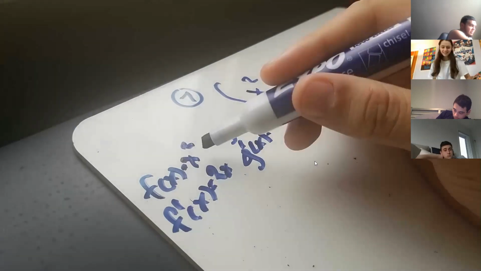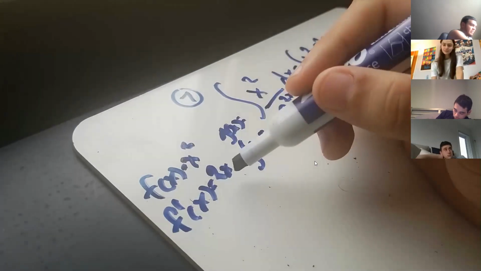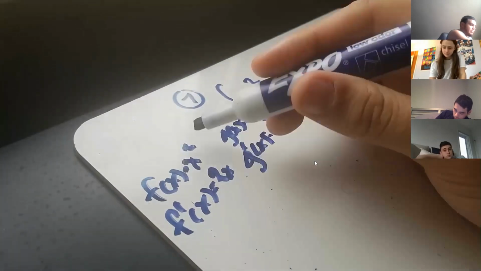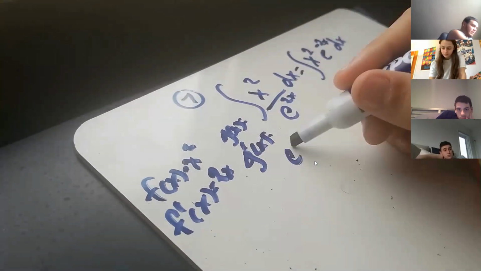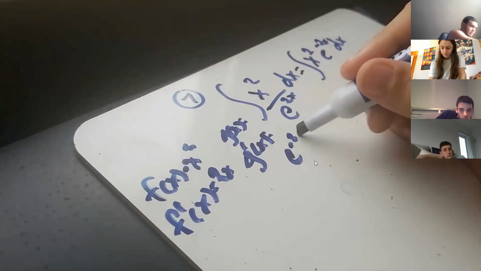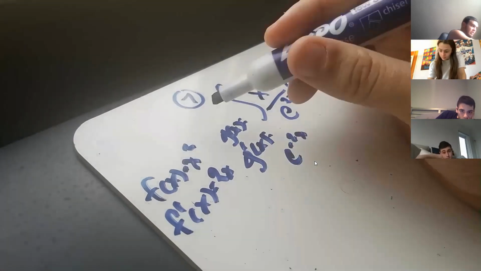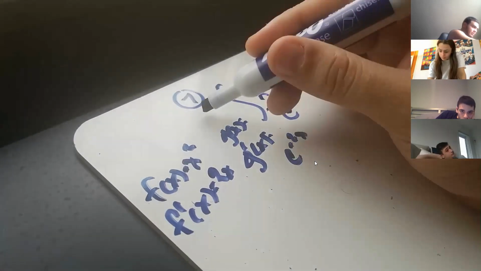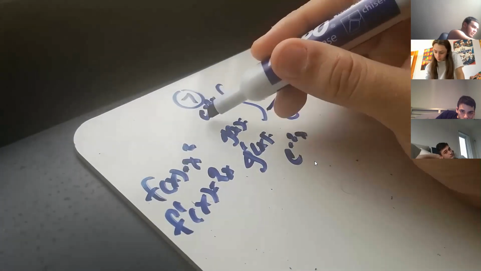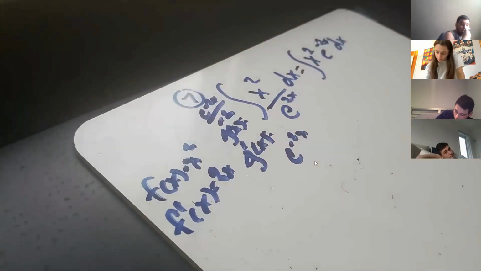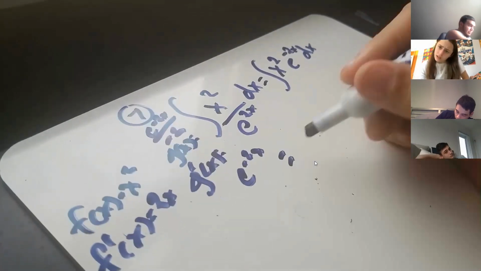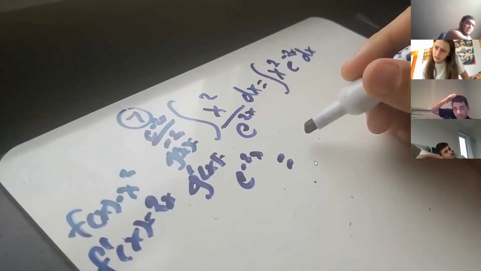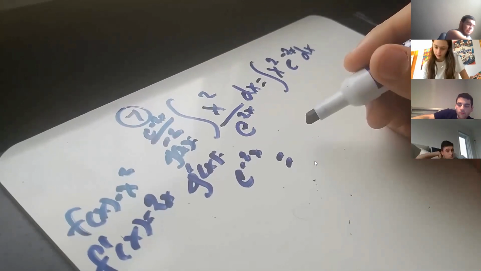So f of x is x squared. F prime of x is 2x. G prime of x, we're going to say is e to the negative 2x. So g of x is going to be, you take the constant and divide it, so e to the negative 2x over negative 2. Now they're all in place, so let's put them back. E to the negative 2x over negative 2.